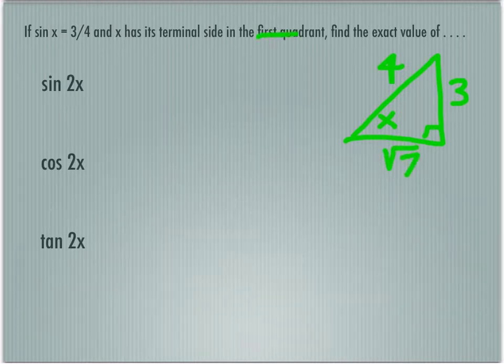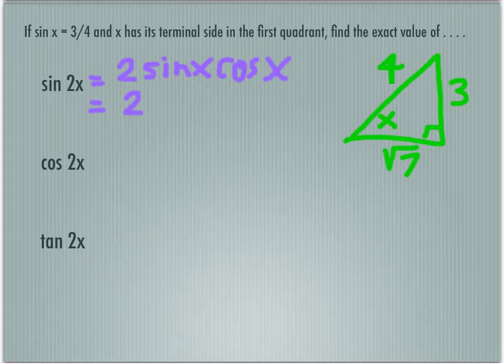Because everything is in the first quadrant, we know that values are going to be positive, at least initially here. So sine of 2x, I'm going to change colors here so it's a little bit more vibrant. According to the formula, it is 2 sine x cosine x. Substituting our values, the sine of x we know already, that's 3/4. And the cosine of x, we just have to look at our triangle. Cosine is adjacent over hypotenuse, so that's the square root of 7 over 4.